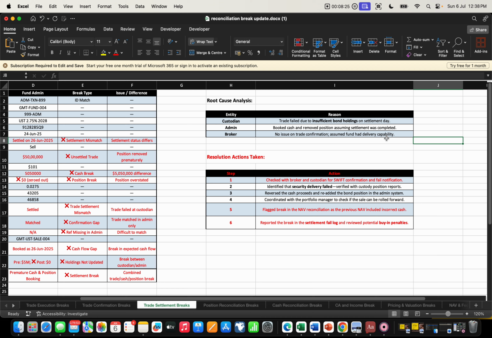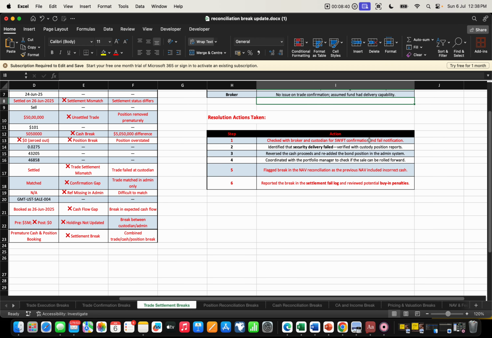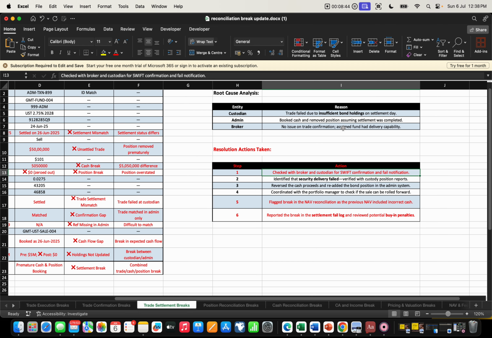In the same way, with the broker, there is no issue in trade confirmation, assuming delivery capability. It means the broker also says there is no delay, you can go forward and book the trade. So for resolution, you have to check with the custodian with the SHIFT document. This will get resolved for the same day, but you have to make a permanent solution with the custodian as well. So check with the custodian whether they are following the SHIFT confirmation or not.